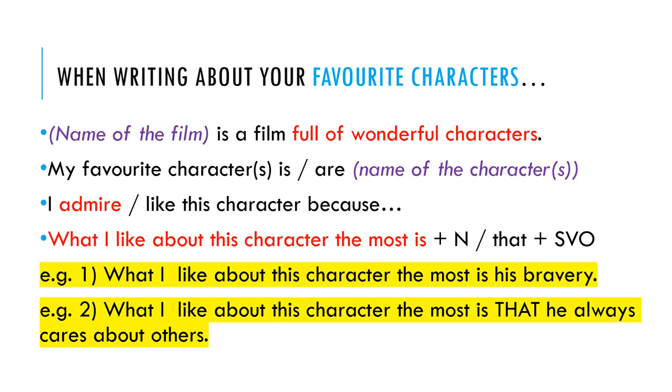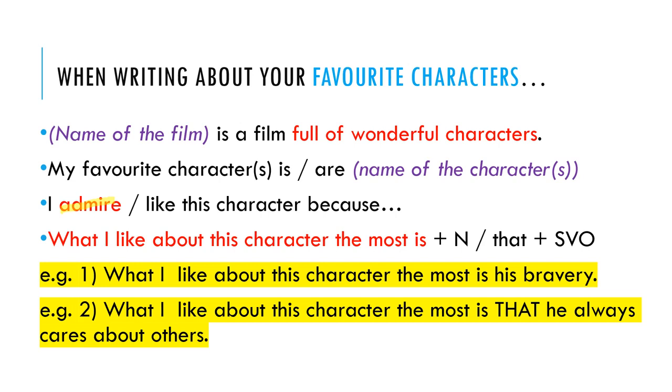Now, as I told you, it's not a must to just talk about your favorite character. You can also talk about characters that you don't really like, but you have to explain. Now, let's say you're really trying to talk about your favorite character, then you can use this word admire. Admire means 欣賞,佩服. You tell me why you like this character, why you admire this character. And then you can also use this sentence pattern: what I like about this character the most is.